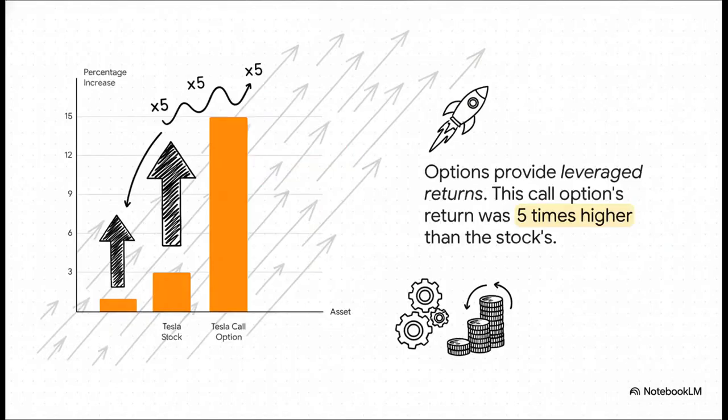And this chart just shows you the incredible power of what we call leverage. Check this out. In this example, Tesla stock went up by a respectable 3%. But look at the call option's value. It absolutely exploded by 15%. That's a return 5 times greater. This is exactly how a small move in a stock can create a gigantic gain for you as an option holder.